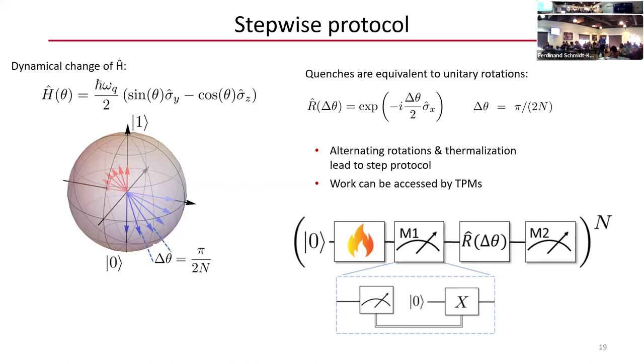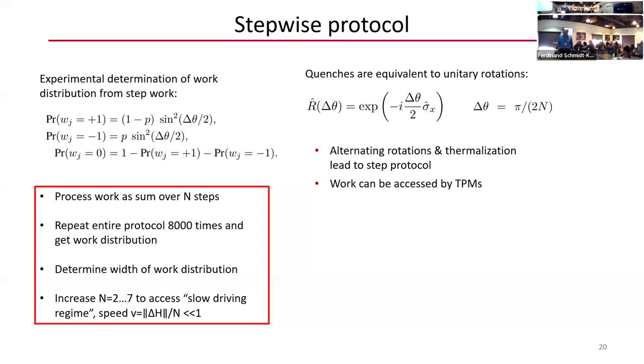But the paper which I showed you shows that it is feasible also to do it in discrete steps. Okay. And now, we determine this width of the work distribution, that's this sigma v, and then we can increase the number of steps to go to the slow driving regime, where the speed is slow. That means this delta h, the energy over the number of steps, is small against one. So when we chop our evolution into many, many steps, then we call it a slow drive.